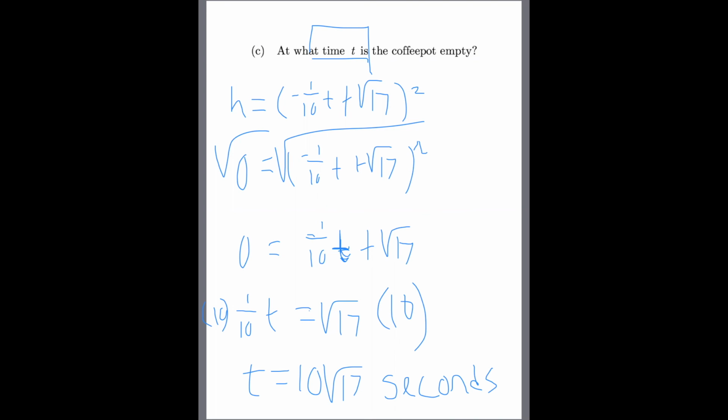It's -1/10. Yes, but I moved it over here. Oh, okay. Yeah, that's what I did. Only because you technically can move the negative radical 17, but then there's two negatives and they cancel out. Okay. Does that make sense?